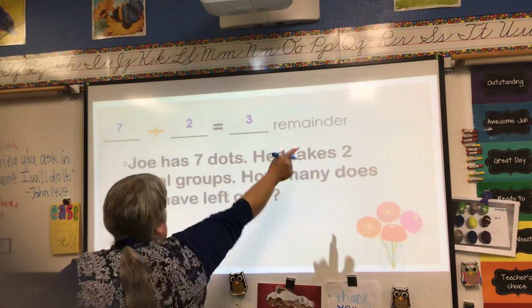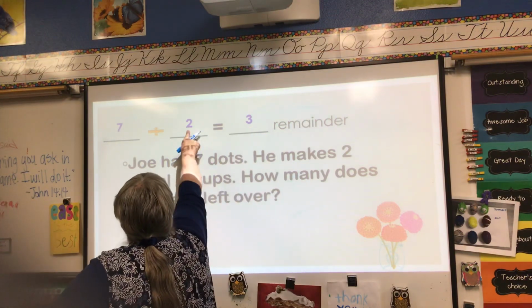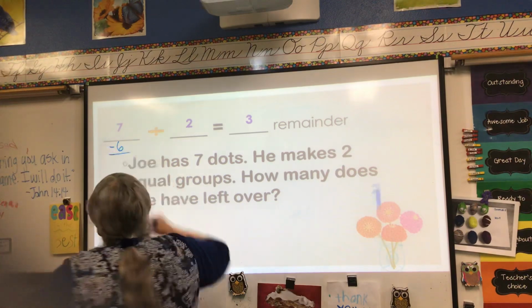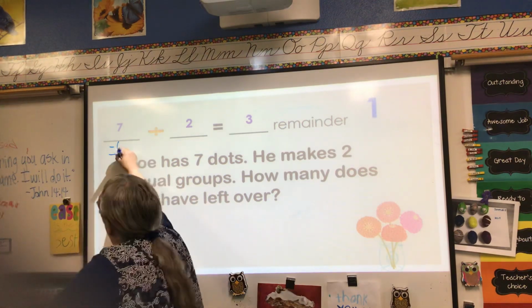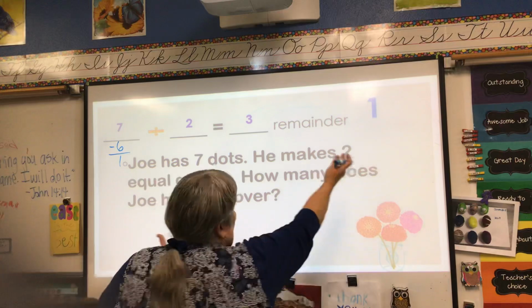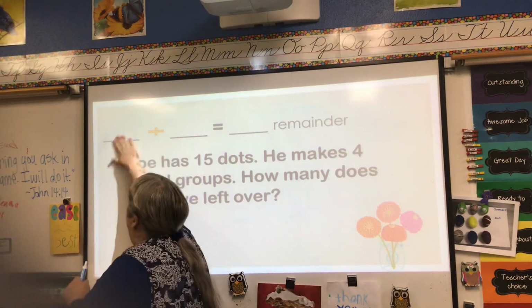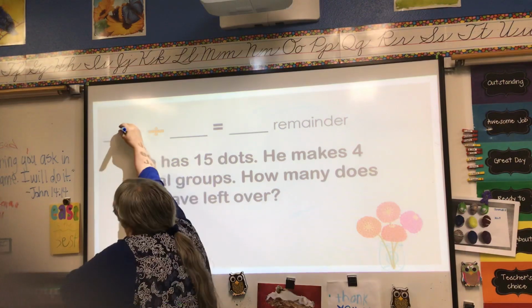And then I'm going to get my remainder, I'm going to say 3 times 2 is 6. And then I'm going to subtract, and I'm going to get 1. So that's how you figure out the remainders. Be very, very careful on that. And here's our last one.